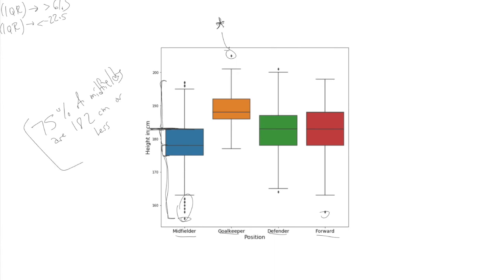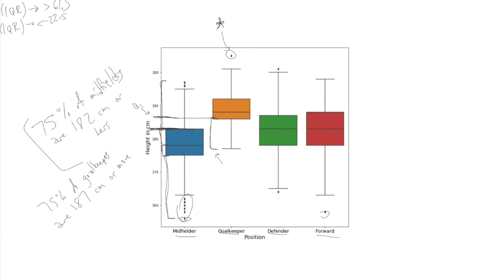With goalkeepers, this value right here is the first quartile, it's quartile 1. So that shows that 75% of goalkeepers are around 187 centimeters or more. Right, so only 25% of goalkeepers are in this lower region right here.